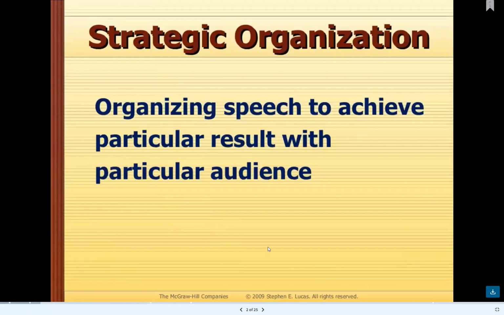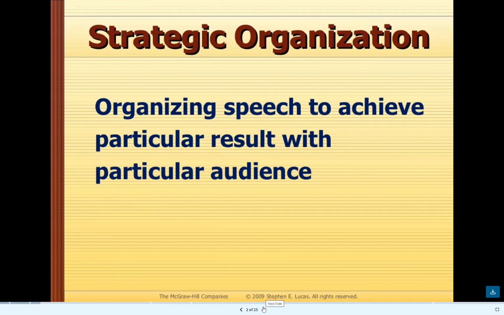First thing is the strategic organization of the speech, which is about organizing the speech to achieve a particular result with a particular audience. Of course, anything that you have before the speech, you need to make sure that you are organizing your speech in a strategic, particular way.